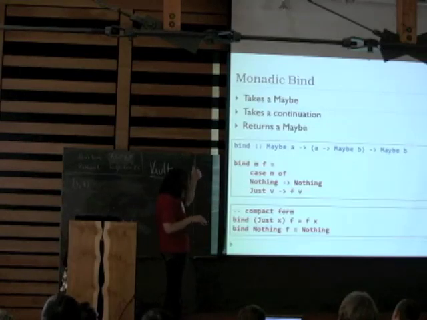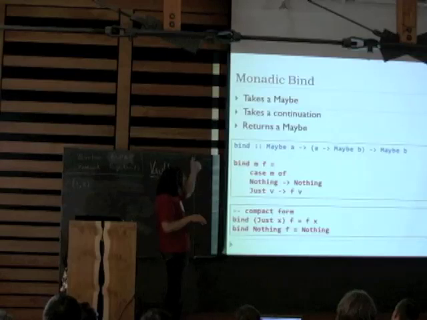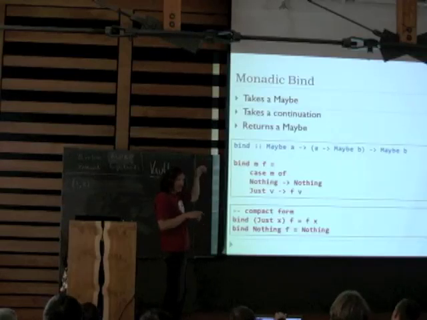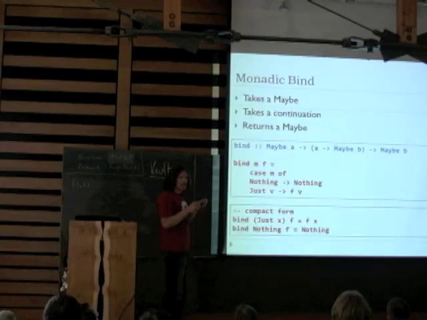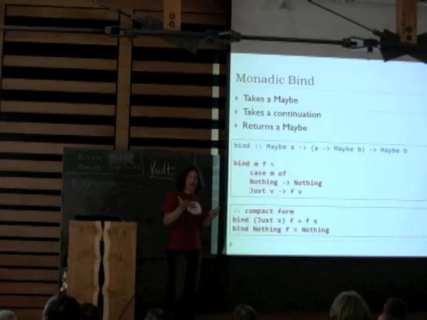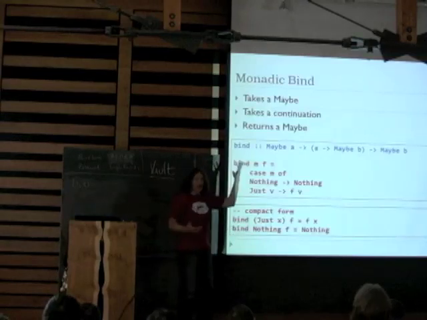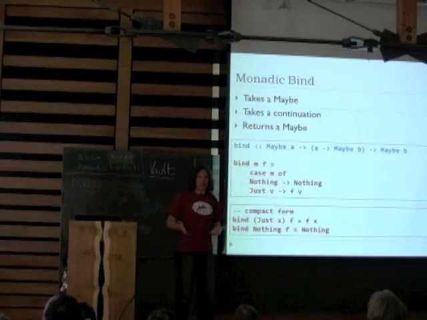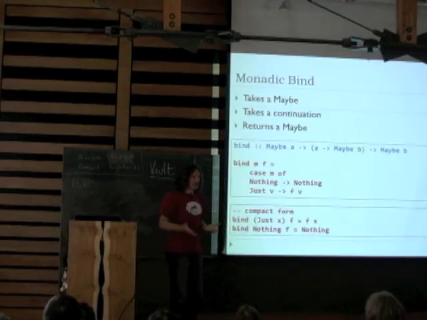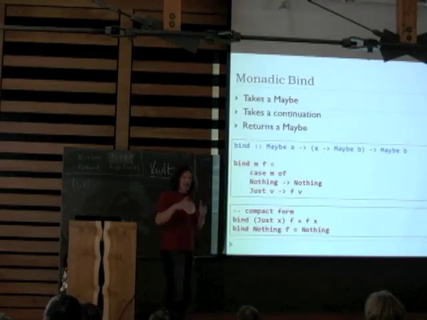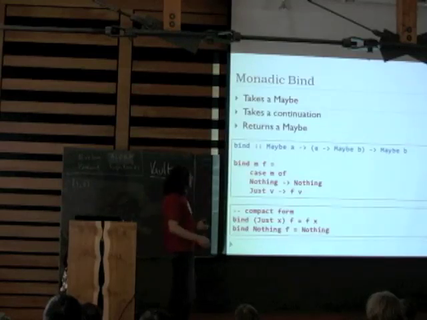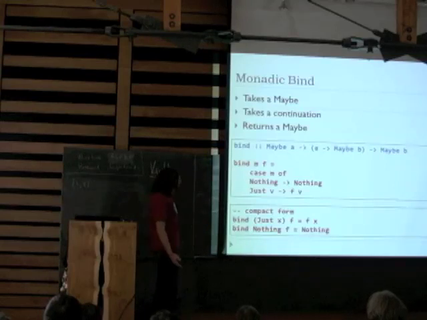So a bind, this monadic bind, takes a maybe in this case. So it takes this enriched type, right? It takes a continuation. And what does it return? It returns another maybe, right? In particular, if the argument is nothing, then it will return nothing, right? So that's the fallback case, return nothing. If it doesn't fail, it will return just something. So bind returns this enriched type, maybe.